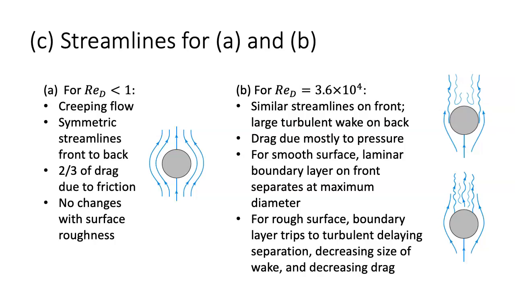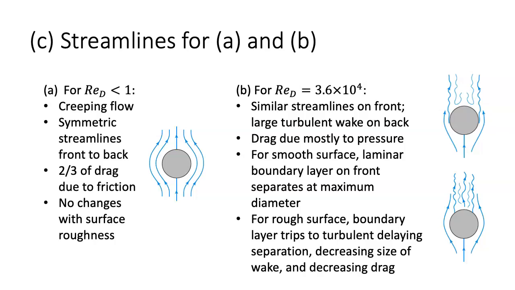First, for part A, for the very low Reynolds number with creeping flow, the streamlines look symmetric front to back, and the drag is due mostly to friction. Changing the surface from smooth to rough has negligible impact on the streamlines, drag, or terminal velocity because the flow still just creeps over the surface.